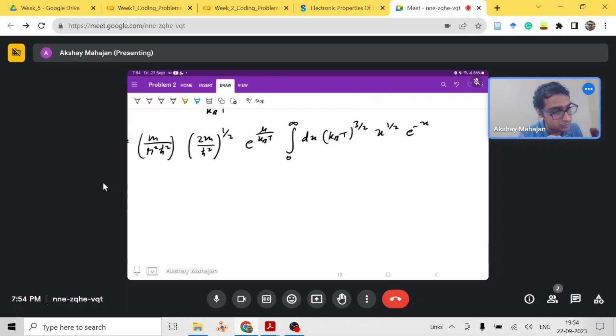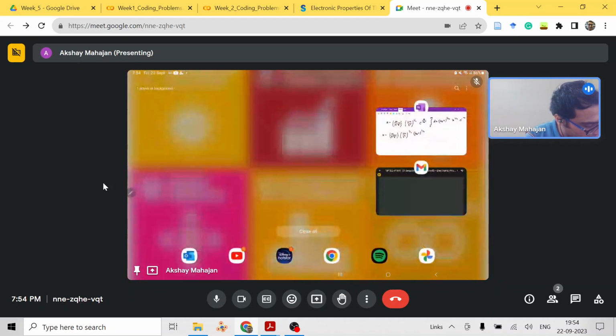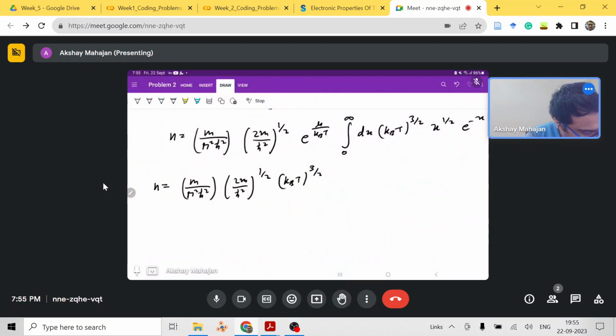To solve this problem, we have n equals m upon pi squared h-bar squared times (2m upon h-bar squared) whole to the power 1 by 2, taking kBT to the power 3 by 2 form. This I can take out of the integral, and e to the power mu by kBT is also out of the integral. Then we have the integration from 0 to infinity dx times under root of x e to the power minus x.